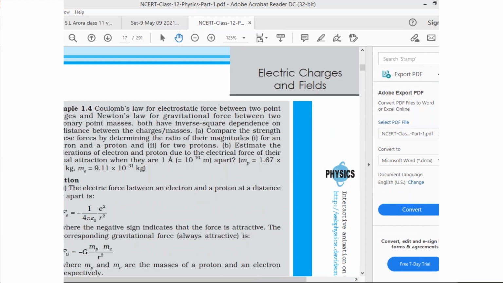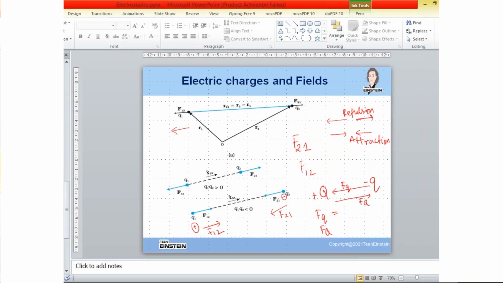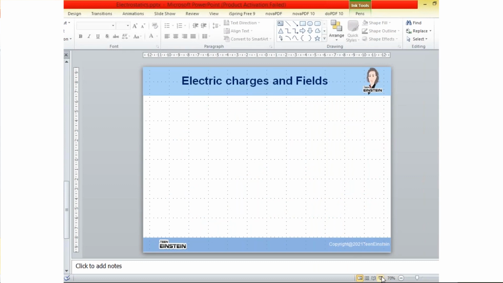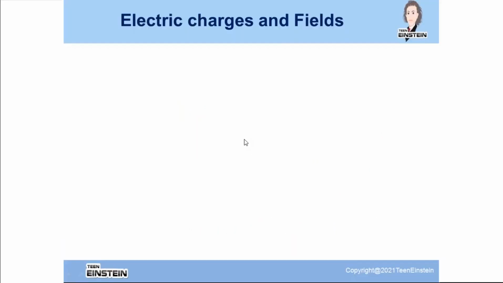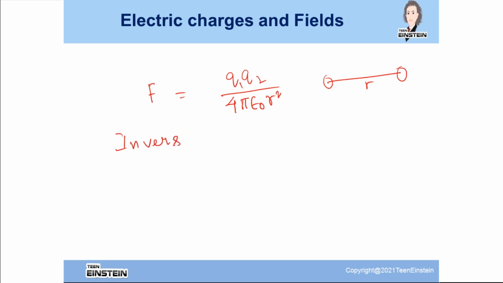One more point I need to tell you. See here, this force is called inverse square law. This force is actually an inverse square force. What is this force called? Inverse square. That means we have seen this will be Q1 Q2 by 4 pi epsilon naught r square, where r is the distance between the point charges. So it is actually inverse of the square of the distance. That's why this force is called inverse square law. This Coulomb's law is called inverse square law.